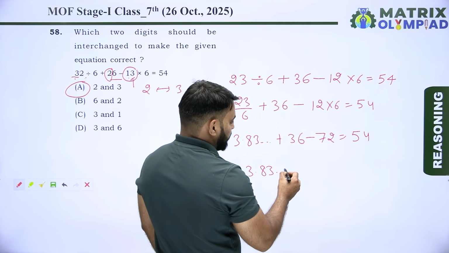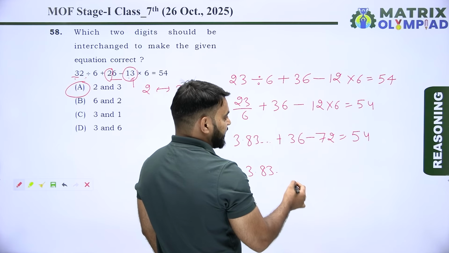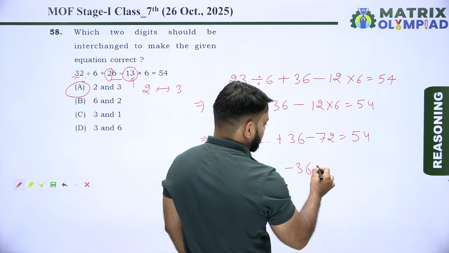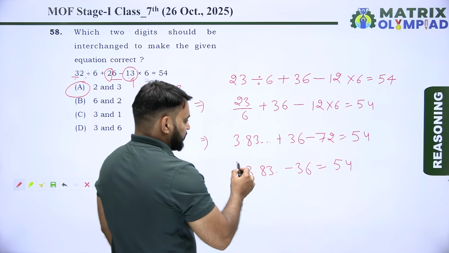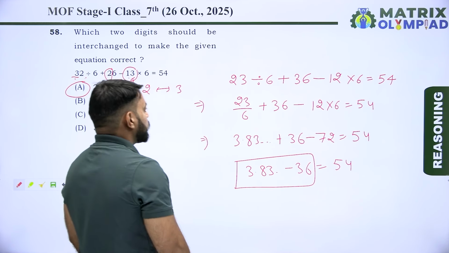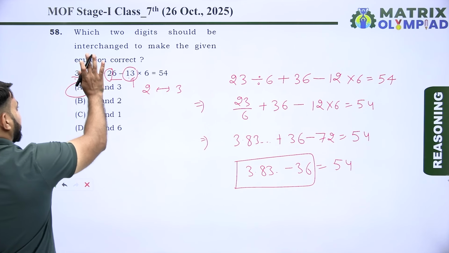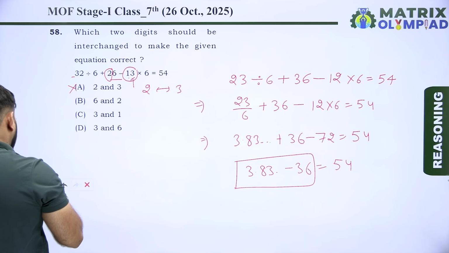3.83 plus minus, because plus 36 minus 72, it means minus 36 is equals to 54. So the value of this part is not equals to 54. So it means option A is an incorrect option. So now taking option B.